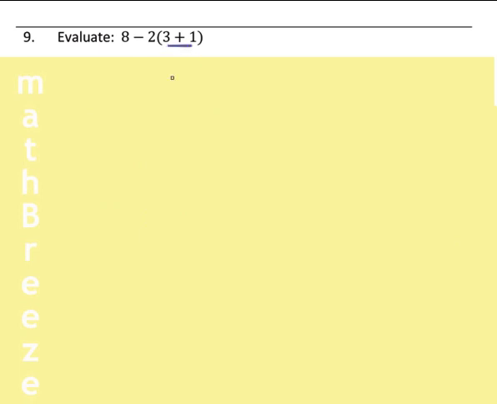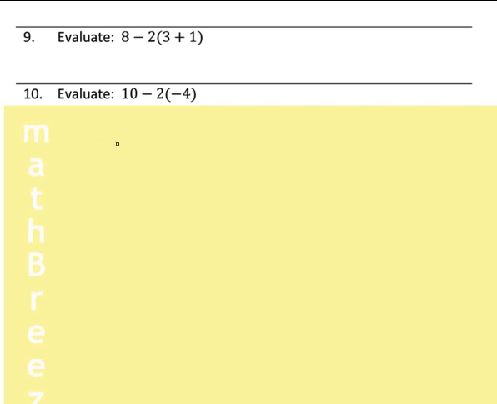In number 9, again, we'll do what's in parentheses first. So we have 8 subtract 2 times 4. And next we're going to do the multiplication. So that's 8 subtract 8. And that's 0.